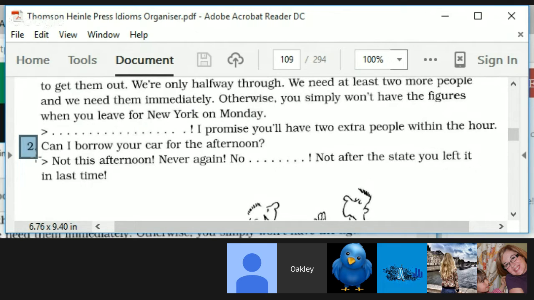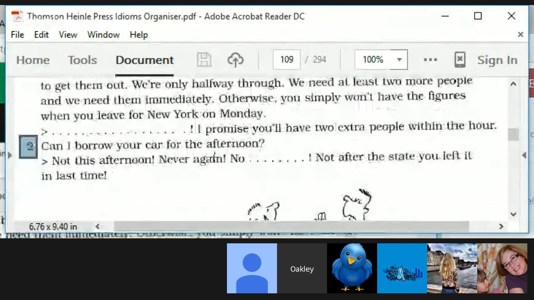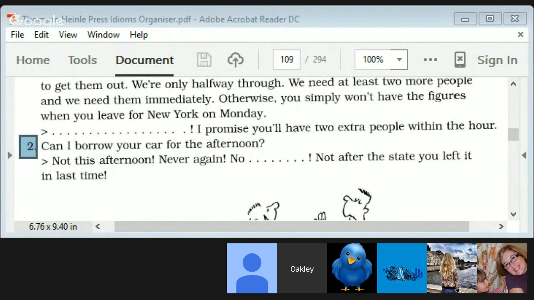Okay, number 2. Can I borrow your car for the afternoon? Not this afternoon, never again, no way. Not after the state we left it the last time. Okay, no way, Jose. Okay, not going to happen. That's another more common, more, I guess, modern one. Not going to happen.